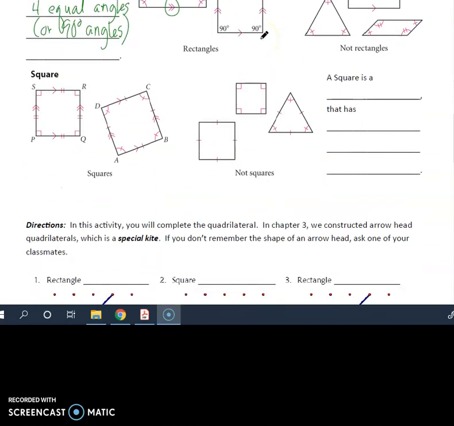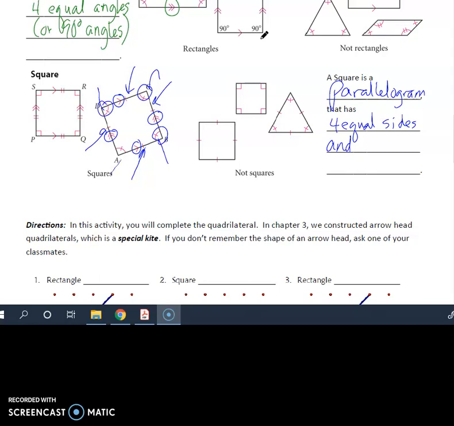And then our last shape, which has the most markings. The square again has two sets of parallel sides, so a square is a special parallelogram. Unlike the ones that are not squares, the sides are all marked the same, which makes it a rhombus, so it has four equal sides. And the angles are also marked the same. That's four equal angles.